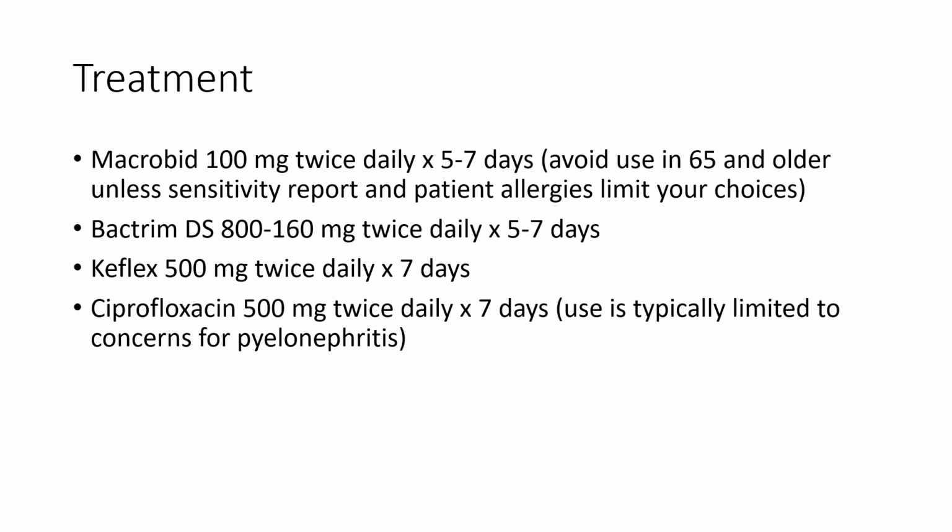Bactrim is used most commonly to treat urinary tract infections. It's typically given twice daily for 5 to 7 days. Keflex is another frequent choice, 500 milligrams twice a day for 7 days. And Cipro, 500 milligrams twice daily for 7 days, is not usually used as often unless you have concerns for pyelonephritis, or again, their allergy list kind of dictates what you can prescribe, and that can make it kind of complicated. But we usually reserve that as a last option. We don't like to give fluoroquinolones unless you absolutely have to.